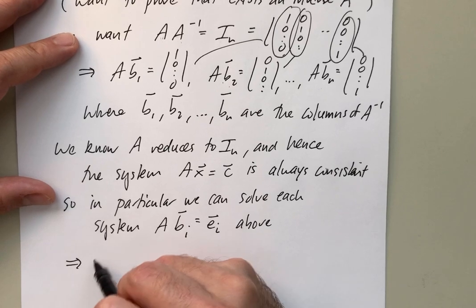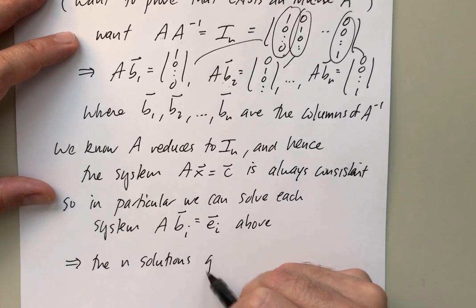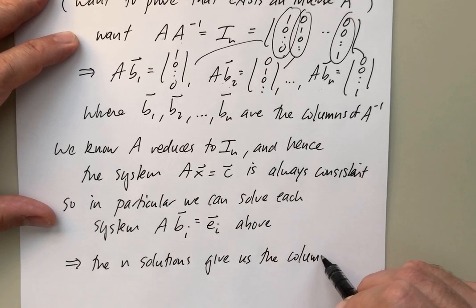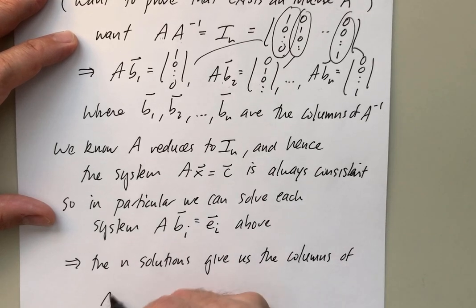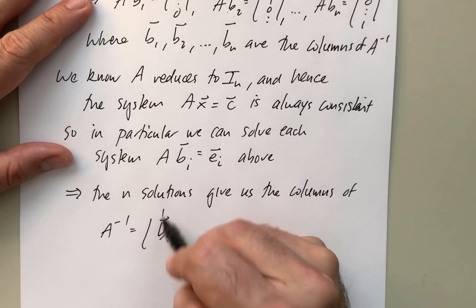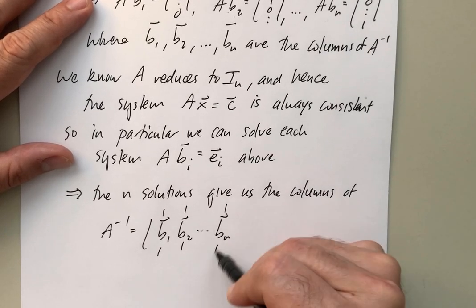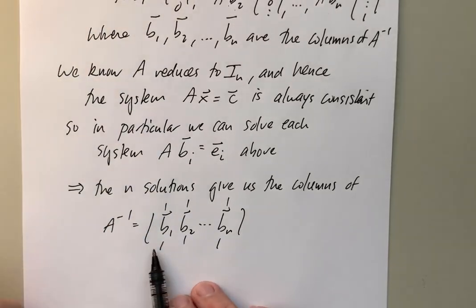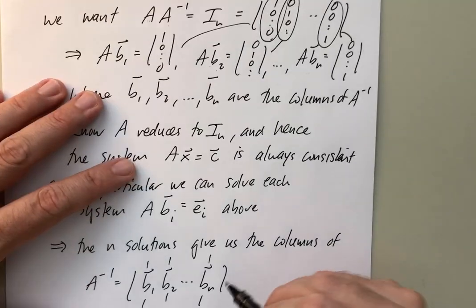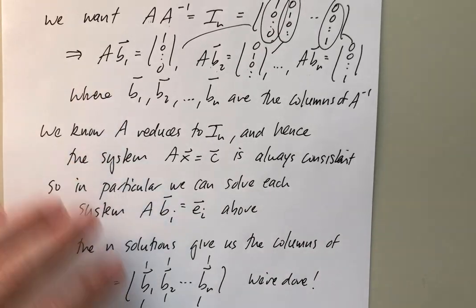Okay, and so the n solutions give us the columns of A inverse. So A inverse is just those columns that I basically solve; these are solutions to each of those systems. And so we actually got our hands on A inverse. That's what we wanted, right? We wanted to prove that A inverse existed, okay? So we did it. We're done. And we proved that theorem, okay?